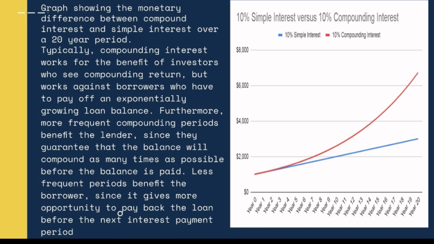Furthermore, more frequent compounding periods benefit the lender, since they guarantee that the balance will compound as many times as possible before the balance is paid. Less frequent periods benefit the borrower since it gives more opportunity to pay back the loan before the next interest payment period. So in terms of loaning a fund, compound interest makes it more profitable than simple interest.